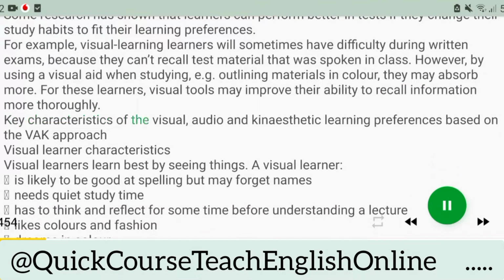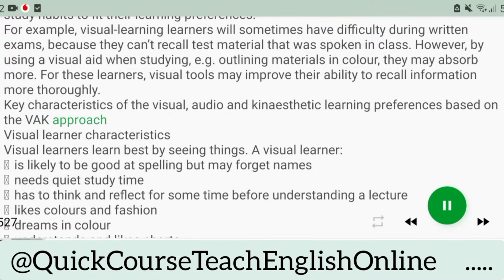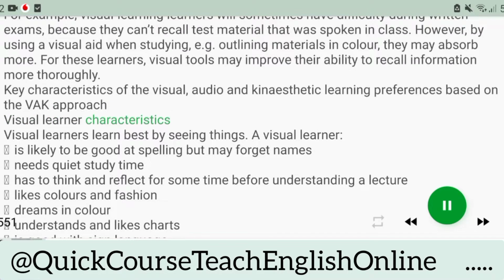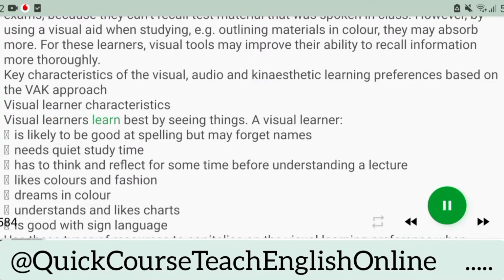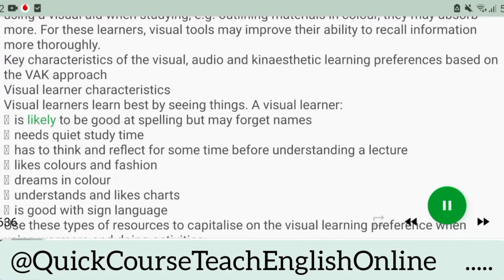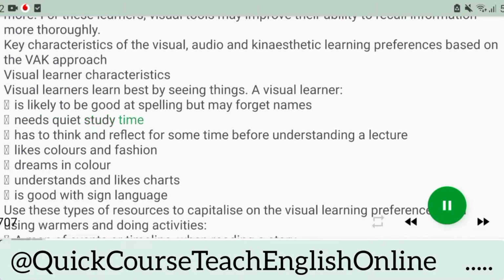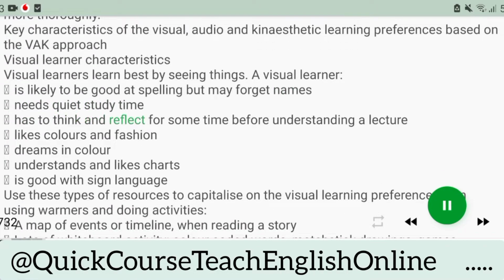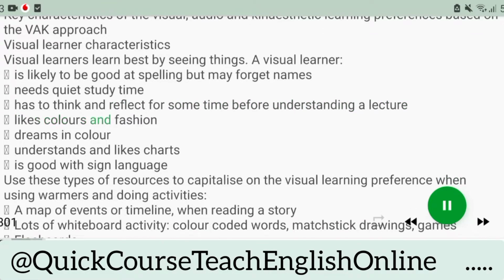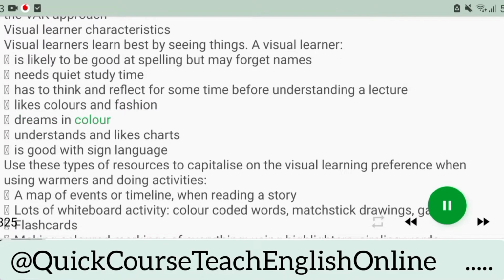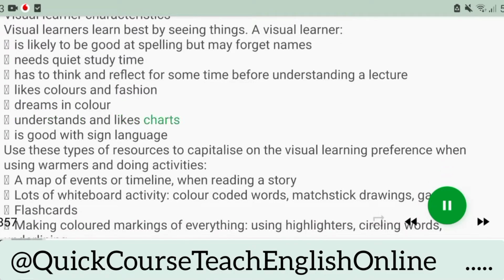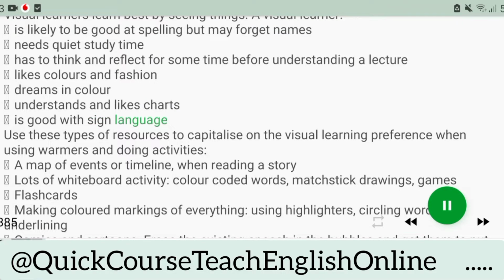Key characteristics of the visual, audio and kinesthetic learning preferences based on the VAK approach. Visual learner characteristics. Visual learners learn best by seeing things. A visual learner is likely to be good at spelling but may forget names. Needs quiet study time. Has to think and reflect for some time before understanding a lecture. Likes colors and fashion. Dreams in color. Understands and likes charts. Is good with sign language.